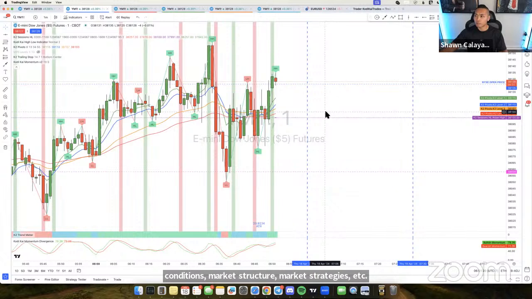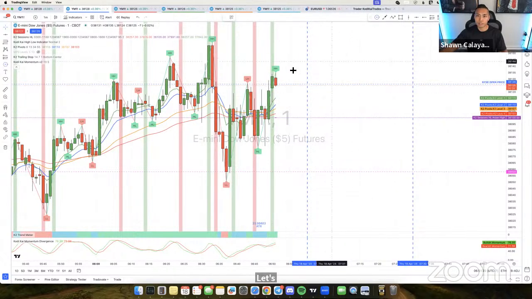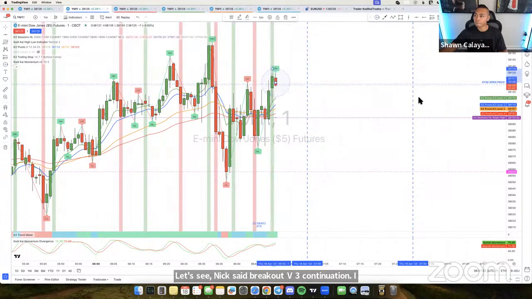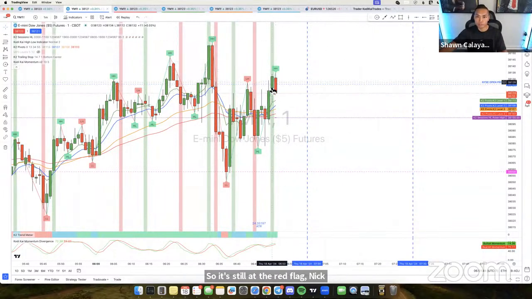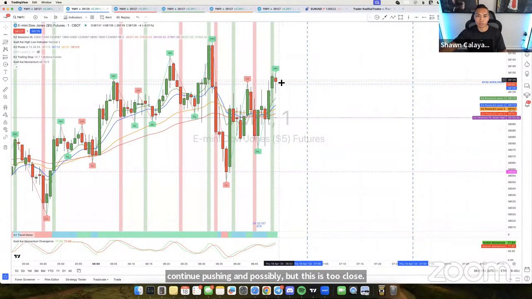Let's see. Nick said breakout V3 continuation. I wouldn't take it because it's touching opening price. So it's still at the red flag, Nick. I would have taken it if it pushed farther up. Like if we had this buy signal and it was way up here and then it continued pushing, then possibly. But this is too close. If it's close like this, I'm not going to mess with it. If you guys want to take it, I'll probably mark it up for you if it closes green. Not looking like it though.